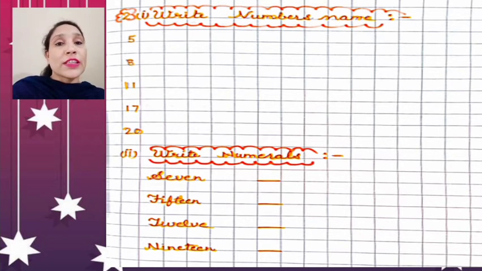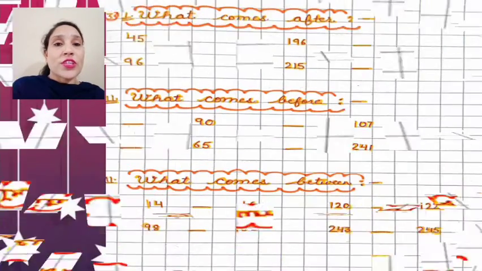Now see the second part of this question number 2. Write numerals. You have to write here numerals for given numbers. So SEVEN, 7. You have to write here digit 7. You have to write 7 here. Okay? FIFTEEN, 15. You have to write here 1 5, 15. Next number is 12. You have to write here number 12. Next is 19. You have to write here 19 as numeral. Okay. Now see the other question.